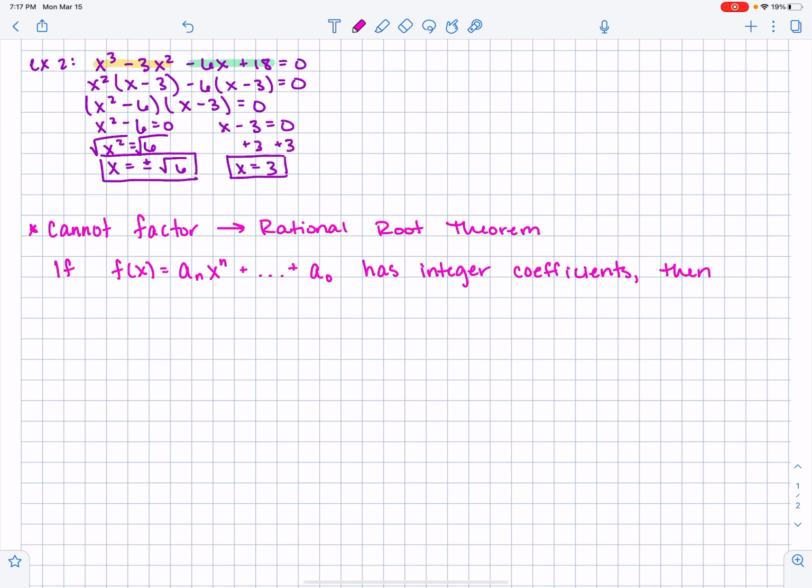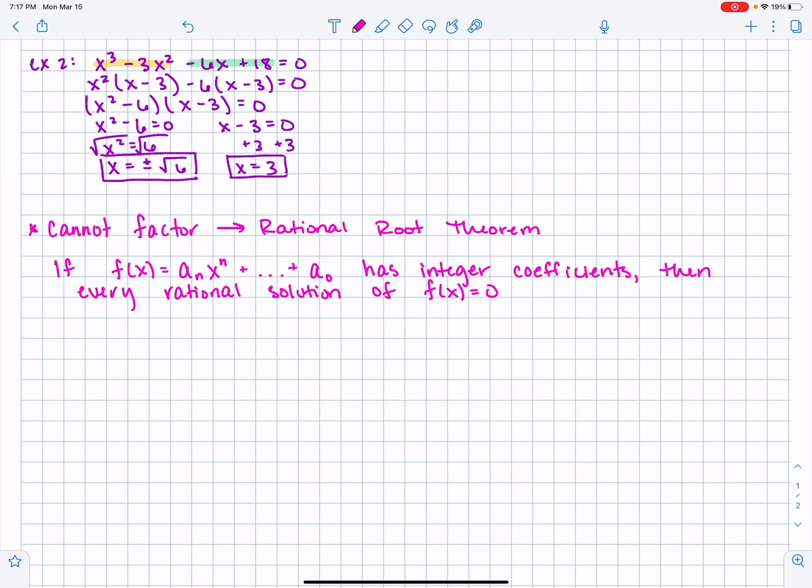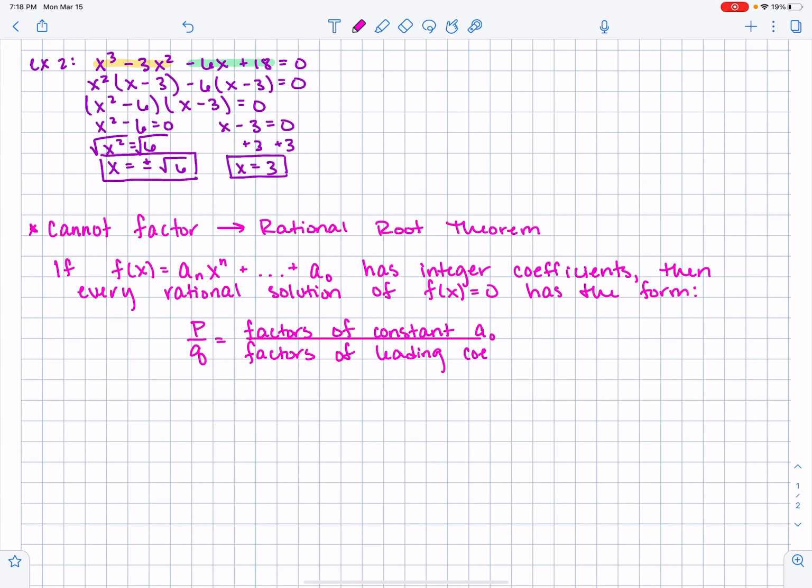Then every rational solution of f of x equals 0, that's basically just the math way of saying it, any rational solution has the form p over q, where p is factors of the constant a sub 0 over factors of the leading coefficient, a sub n. Okay, so that was all fancy terms.